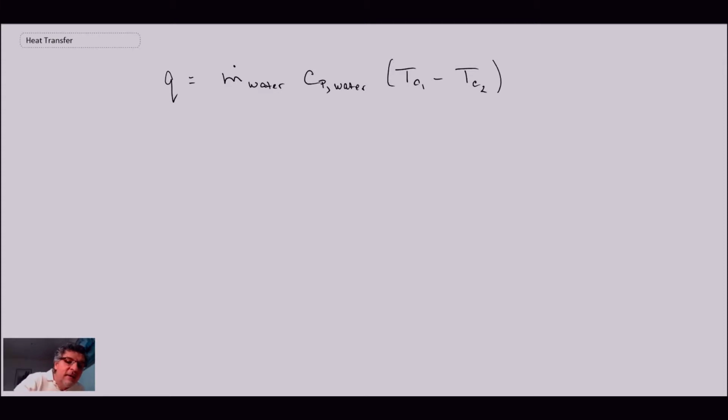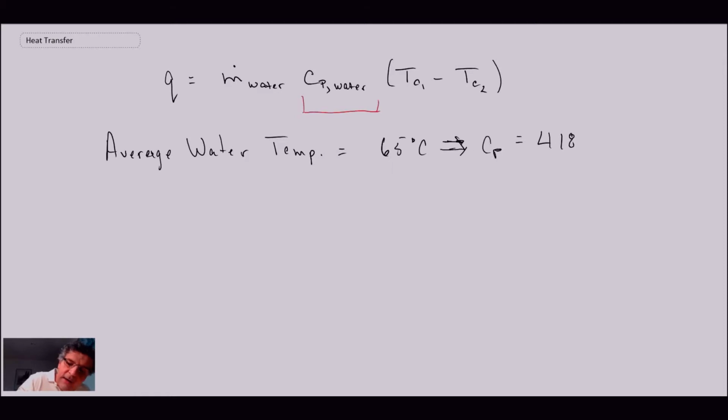Now, we need to be careful about this because the specific heat of water, or of any fluid, is a function of temperature. Consequently, we need to obtain that at the average temperature. So, average water temperature, and with that we get CP of 4182.6 joules per kilogram Kelvin.